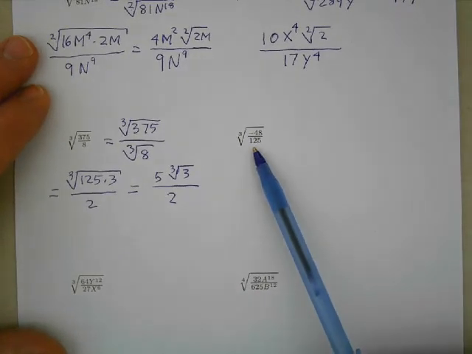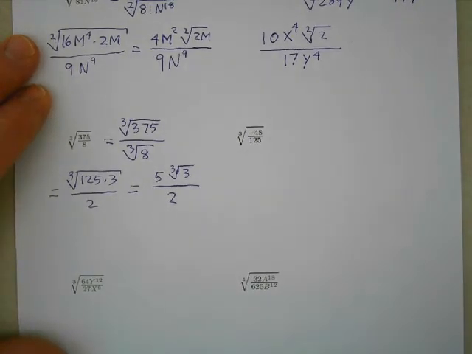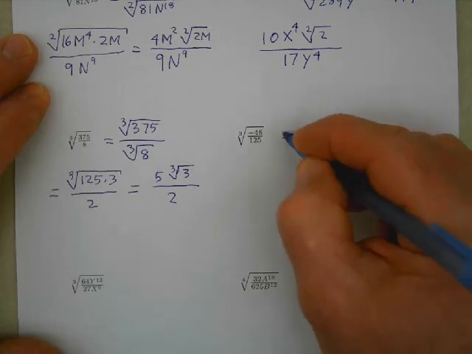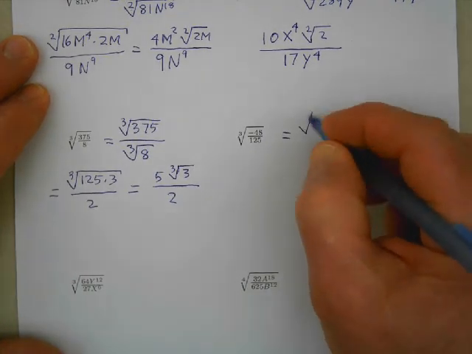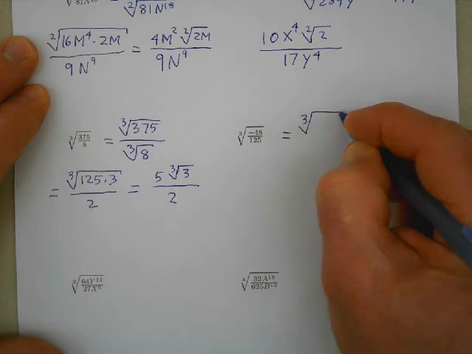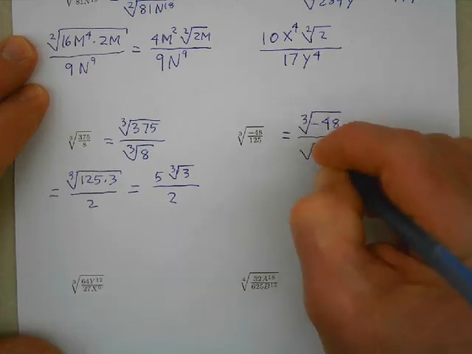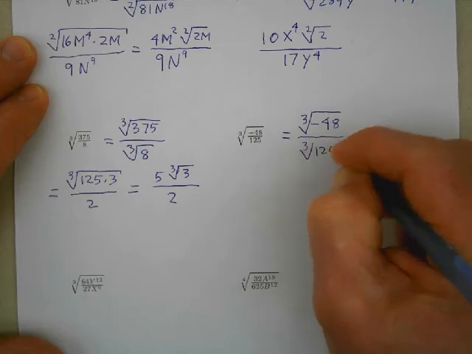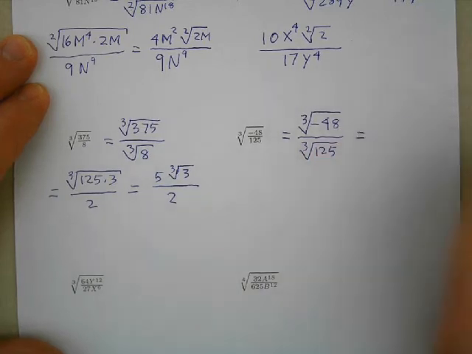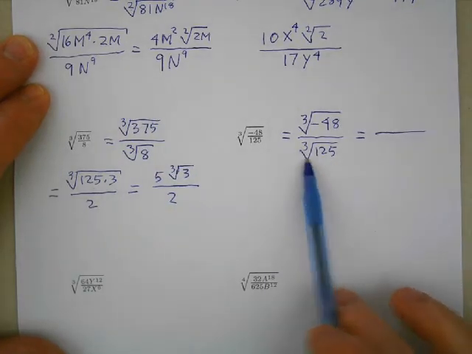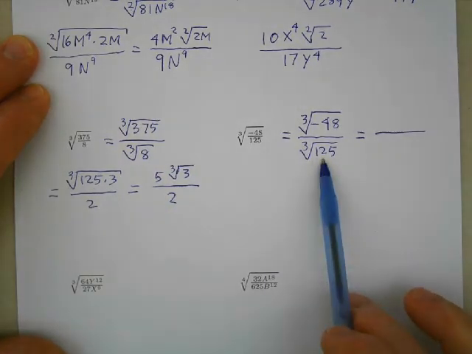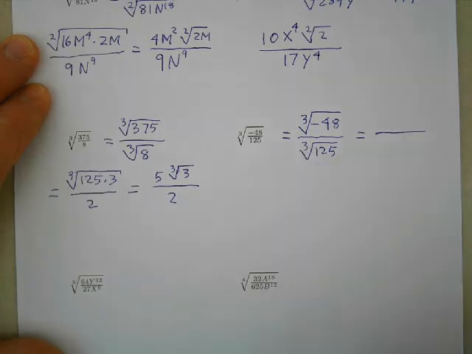Then we have the cube root of negative 48 over 125. So we'll rewrite this as a quotient of cube roots, the cube root of negative 48 divided by the cube root of 125. The denominator simplifies to 5. 125 is a perfect cube, and the cube root of 125 is 5, because 5 to the 3rd power is 125.